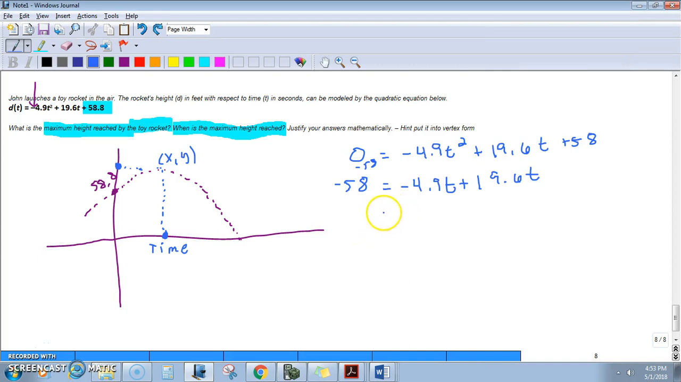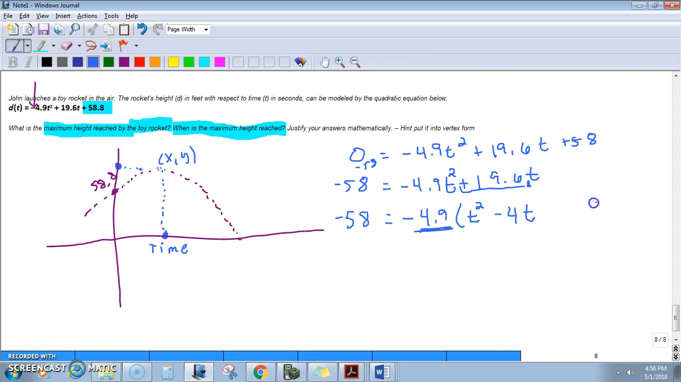So I want to, and we did this in that group quiz, I want to factor out negative 4.9 from here. That just leaves me with t squared plus, or minus rather, because I also factored out that negative, minus 4t. Because negative 4.9 times negative 4 will give me positive 19.6, right? We just did the math for that.